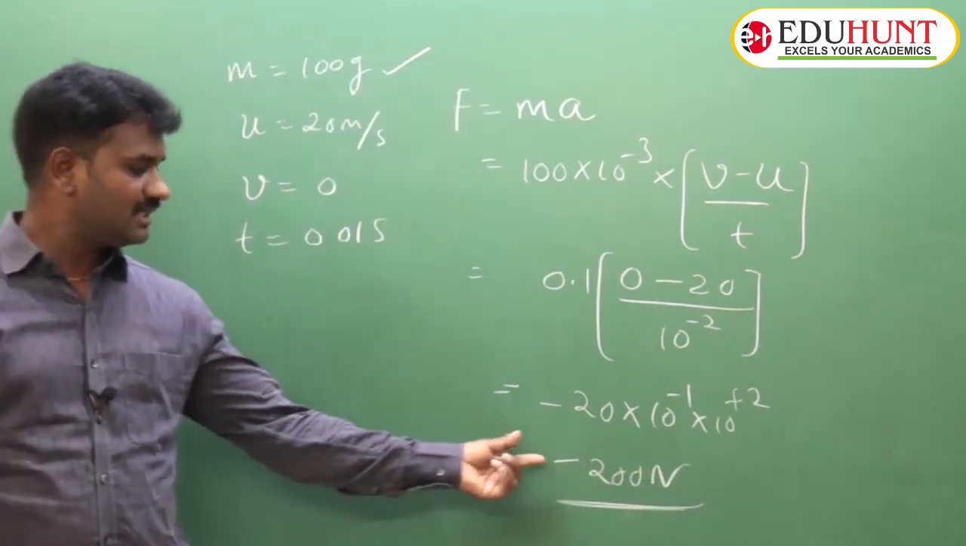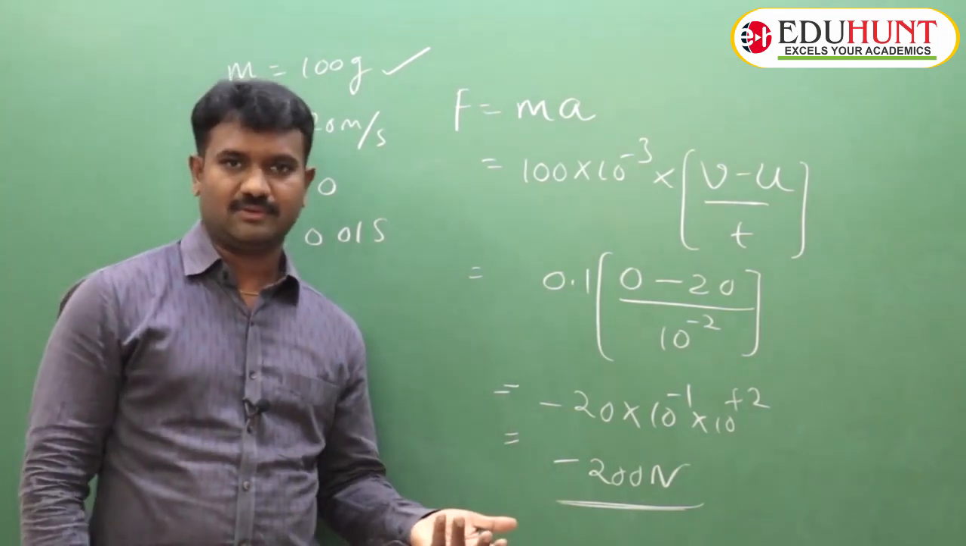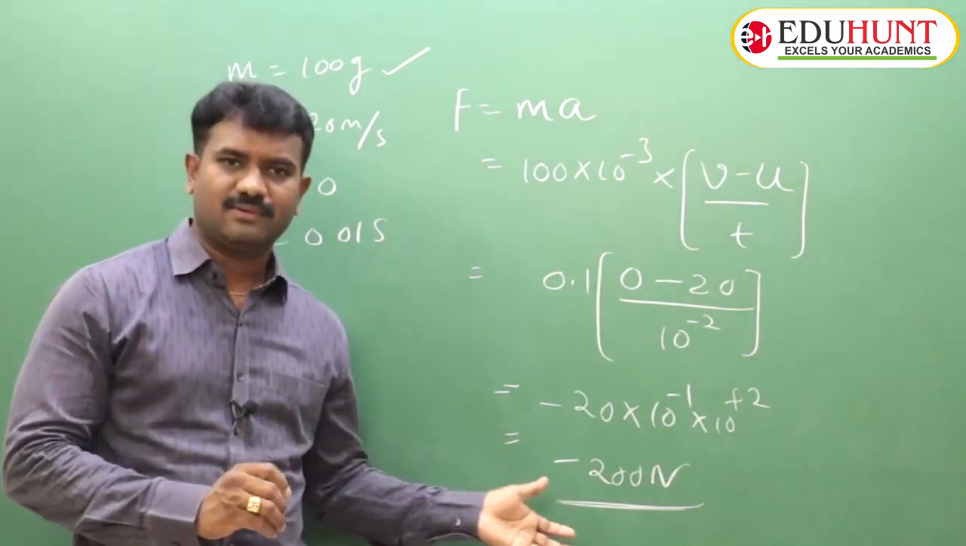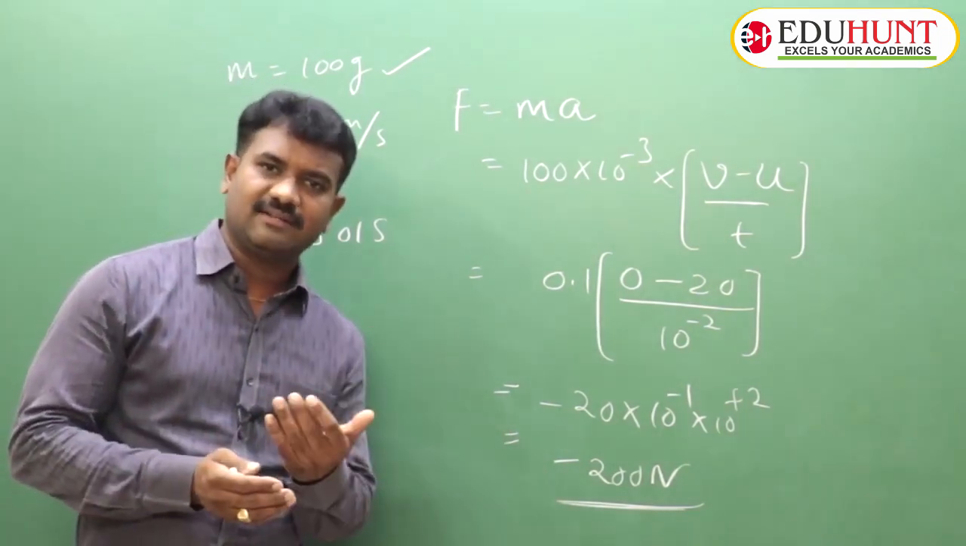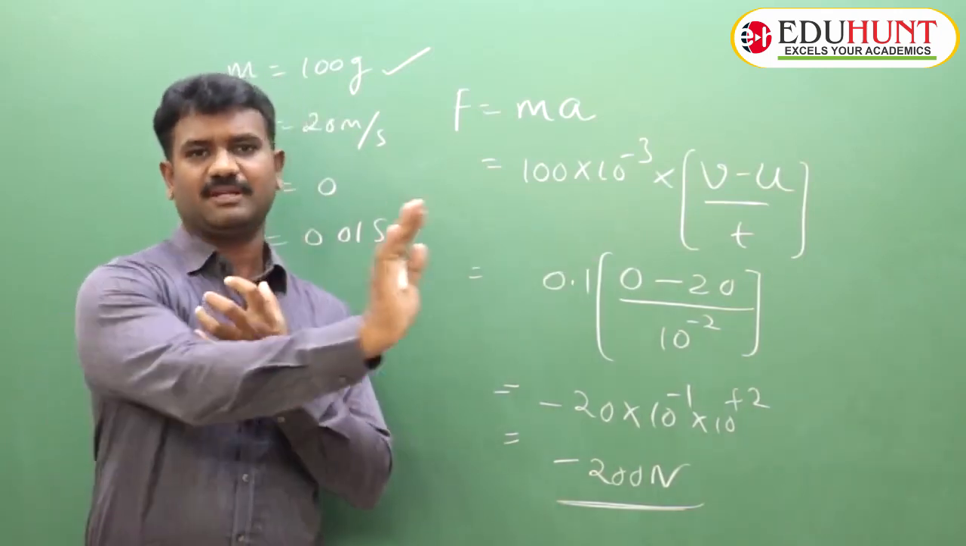That's all. This minus indicates the opposing force, the stopping force. This force is in the direction opposite to the direction of the ball. The ball is coming like this, he applies force like this.